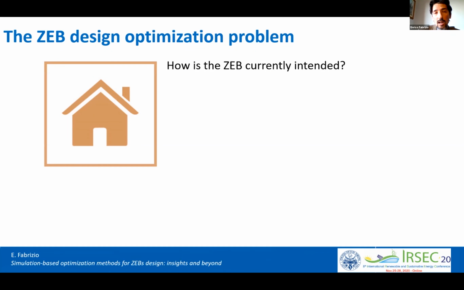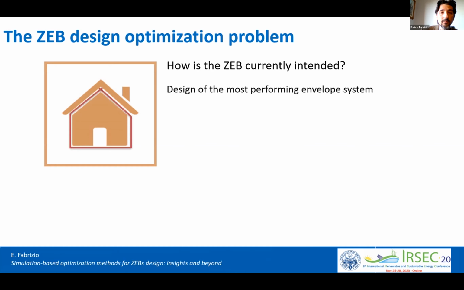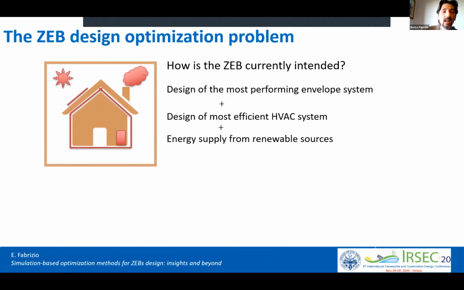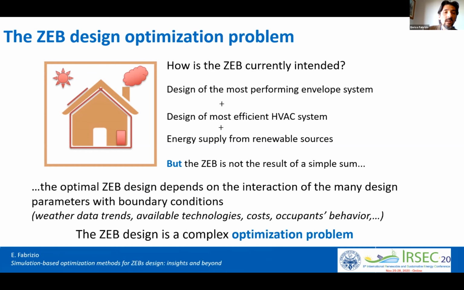So if we look at how the zero energy building is currently intended, we may summarize it as the sum of the most performing envelope, the most performing HVAC system, and the use of renewable sources. But it is not the result of a simple sum, because of the many interactions between the various design parameters and the constraints from the boundary conditions. We can say that the design of a zero energy building is a real complex optimization problem.